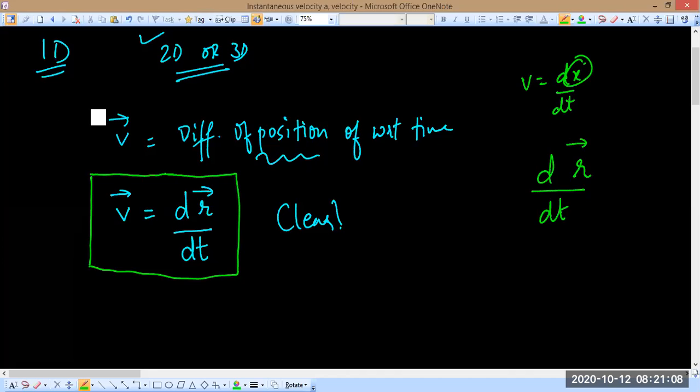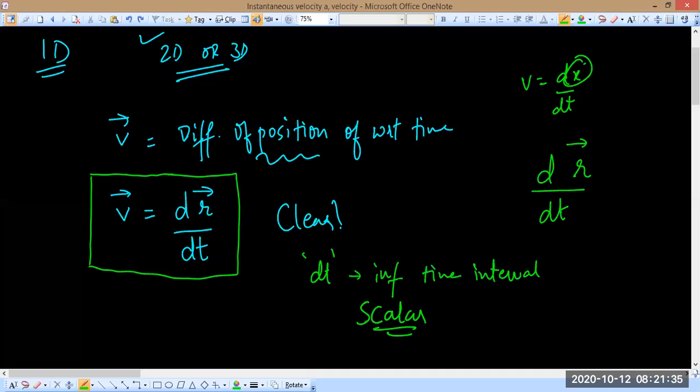Can we write dt vector? No way, Sanju. dt is a time interval, dt is some infinitesimal time interval. Time interval is a scalar. I hope all of you remember that, right? Time interval is a scalar.